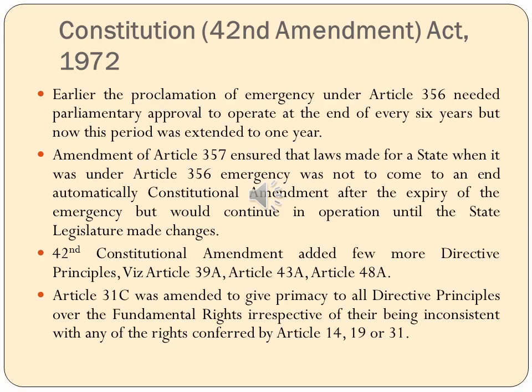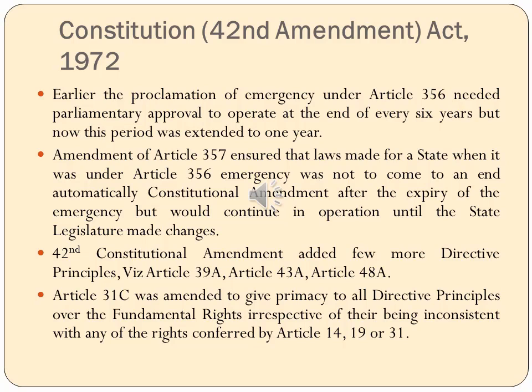Next major point is the proclamation of emergency. So earlier the proclamation of emergency under Article 356 required a parliamentary approval in order to operate at the end of every 6 months, but now this period was extended to 1 year.